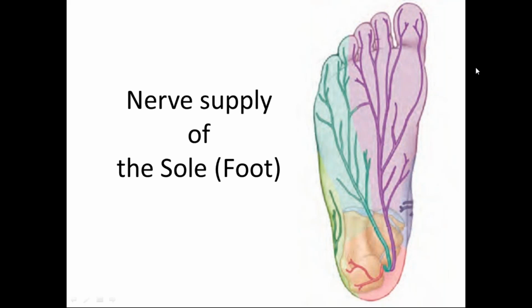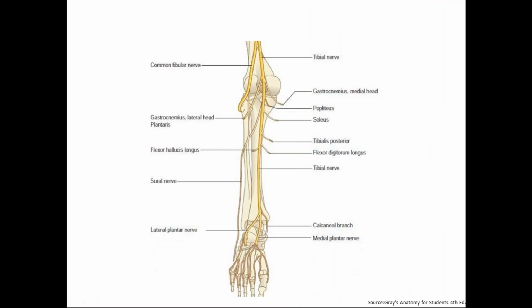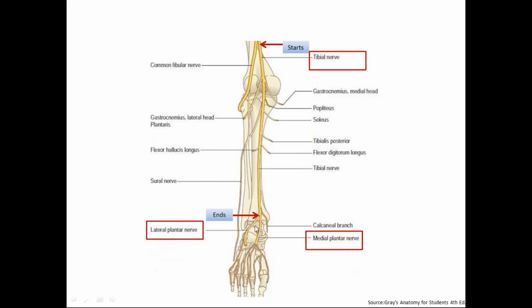If you look over there, this was the slide in my previous discussion where we identified the tibial nerve, and discussed how the tibial nerve starts by the bifurcation of the sciatic nerve into the common fibular and the tibial, and how the tibial ends near the ankle joint into the two terminal branches, the lateral plantar nerve and the medial plantar nerve. These two terminal branches go to the sole and give the innervation in the sole.